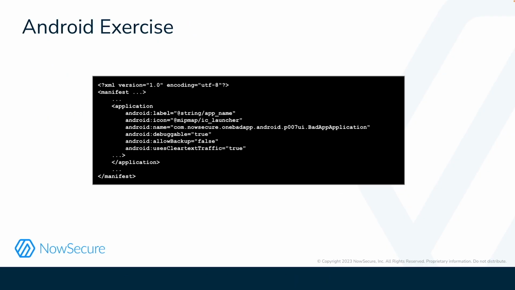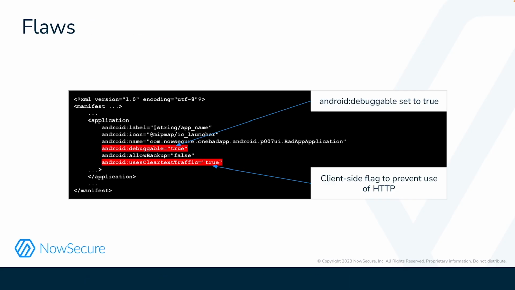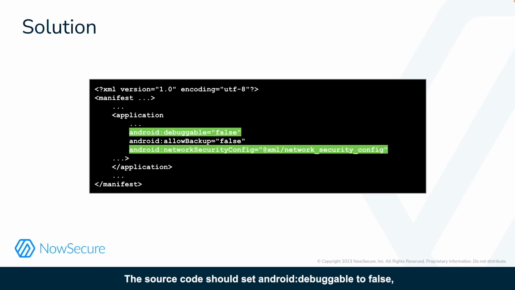You're reviewing the Android manifest file within an Android mobile app. You have suspicions that the file contains a security and privacy app issue that affects the organization and its users. The source code sets the app to a debuggable state and also allows the use of HTTP traffic. The source code should set Android debuggable to false, set the uses clear text traffic value to false, and add a network security config file.